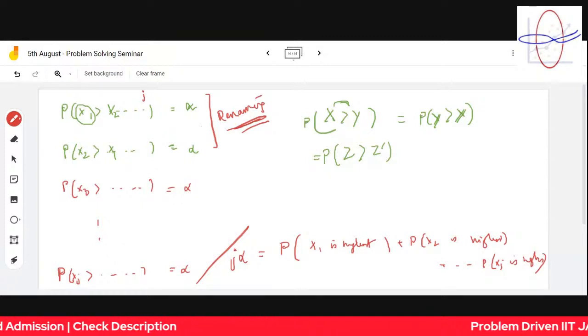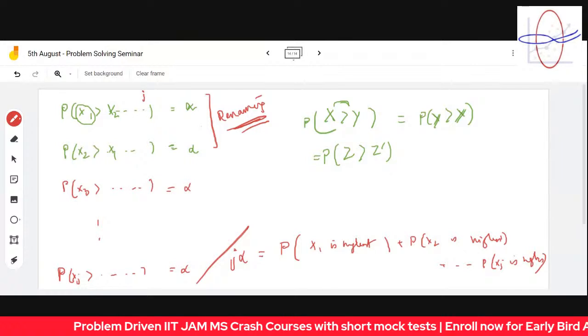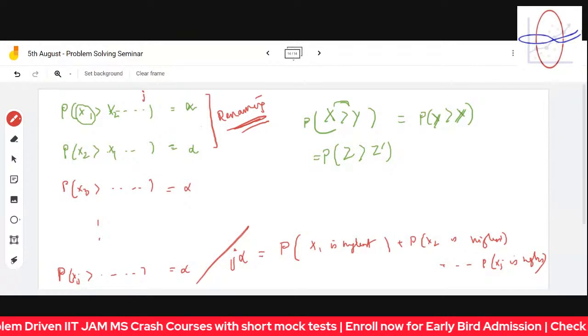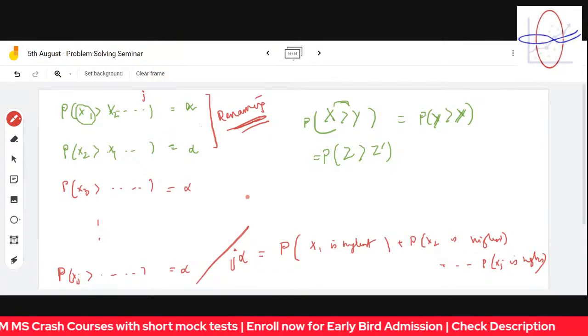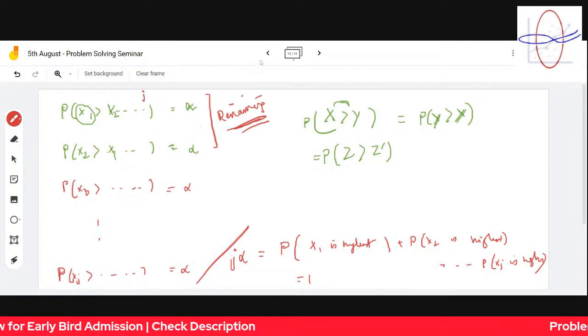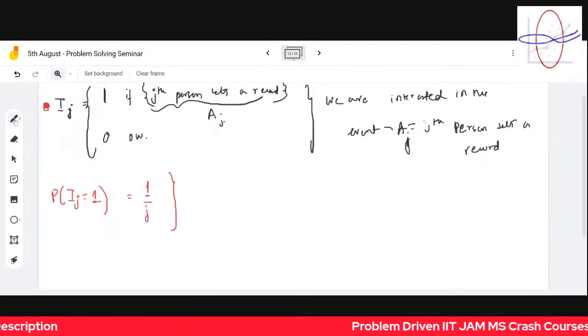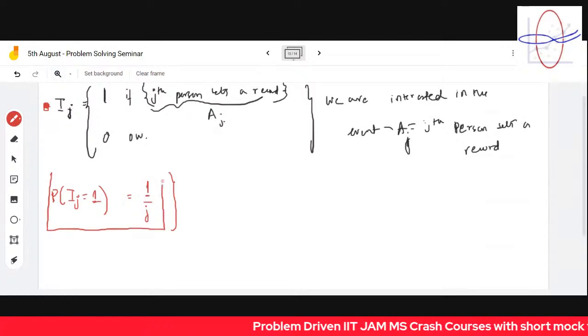Perfect. Thank you, guys. So this is one of the most important strategies that one can use now, and this is really super interesting. Okay? So therefore we get that alpha j is equal to 1, so each one of them is equally likely. So therefore we get that probability I j is equal to 1 is 1 by j. So this is what we have got.